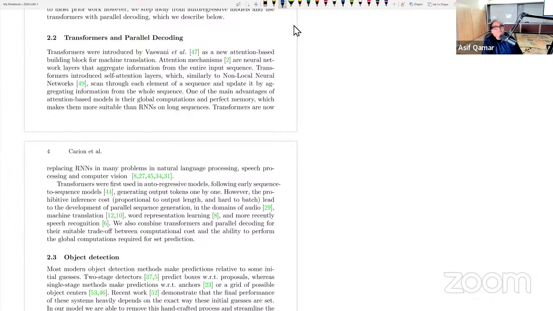When they mean global computation, what do they mean? If you give it a sentence, each token in the sentence does self-attention on other tokens of the sentence in parallel. So it's a global computation in the sense that the whole sentence passes through the transformer in parallel. That's what they mean by global. Make sense? That's right.